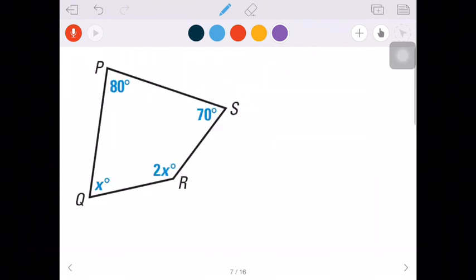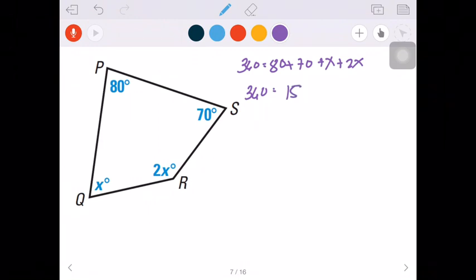Continue. What about this one? Still the same. If we are to make this a quadrilateral, we need to make sure that all the angles will equal 360. So the equation is still the same. 360 is equal to 80 plus 70 plus x plus 2x. Continuing that, you have 360 equals 150 plus 3x. So this will be 360 minus 150 equals 3x.